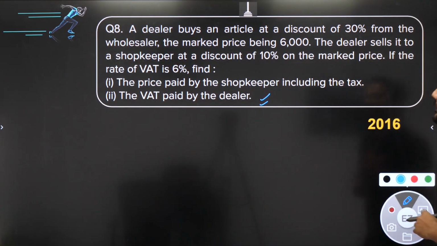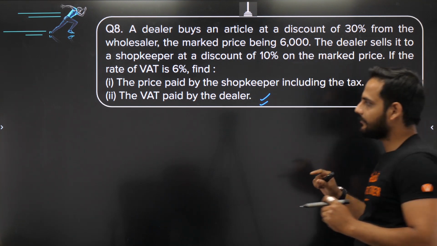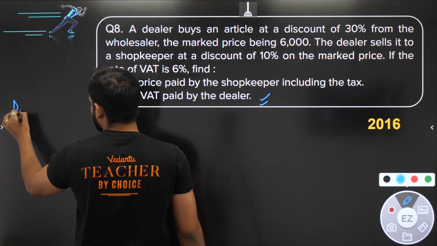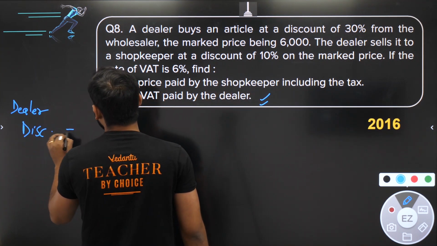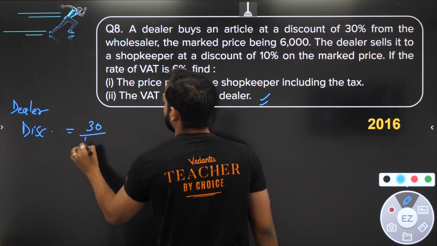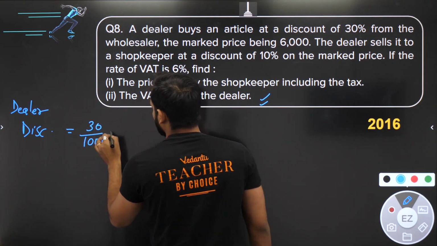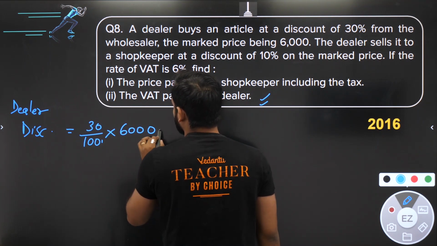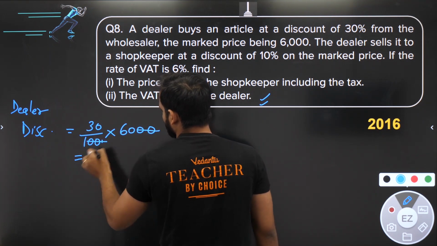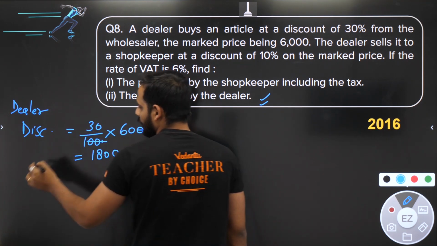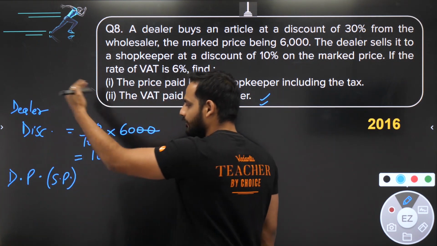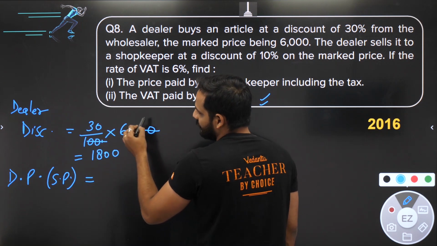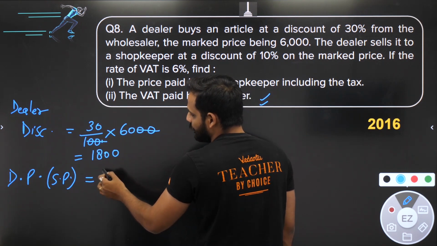So now, beta, a dealer buys an article at a discount of 30% from the wholesaler. And what is the mark price? 6,000. So first we'll talk about the dealer. What is happening with the dealer? The discount the dealer will be getting will be 30% of 6,000. 30% of 6,000, two zeros got cancelled. So 3 6 18, 1800 rupees is the discount. So the discounted price, which is the price at which the wholesaler is selling, will be equal to 6,000 minus 1800, which is 4,200.